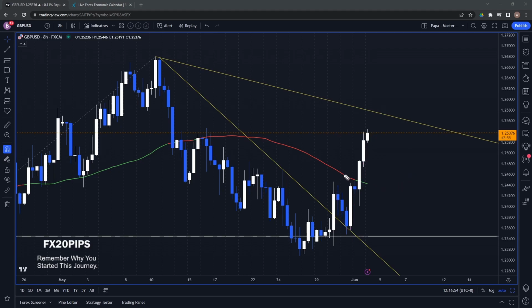I talked about the 50 SMA, which as you can see, the price went up here and then came back down, an indecisive candle, and then subsequently the price broke through the 50 SMA, closed above, and now it seems to be heading towards this area, the next trend line.